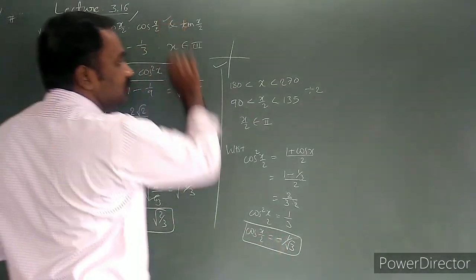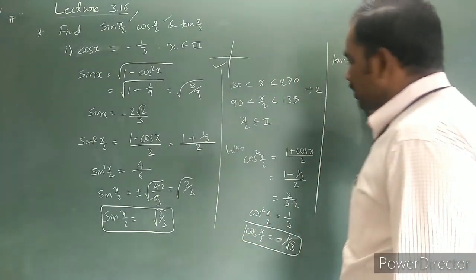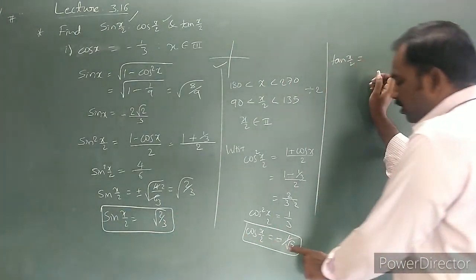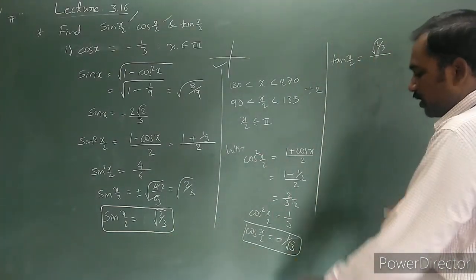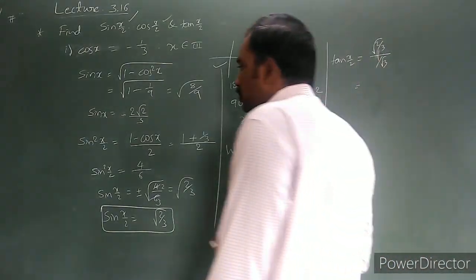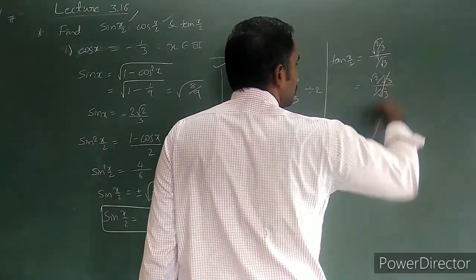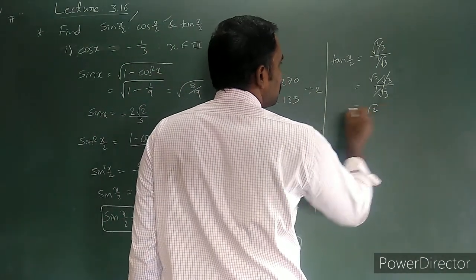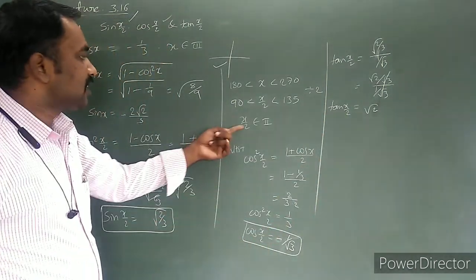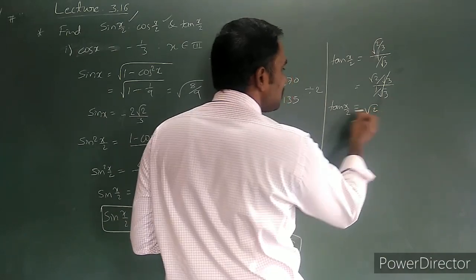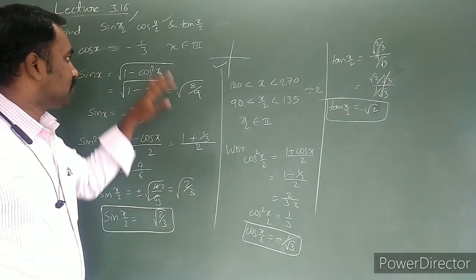Now tan x by 2. What is the tan x by 2? Already we have sine and cos, just write the tan x by 2. Tan is nothing but sin x by 2 divided by cos x by 2. Sin x by 2 value is root 2 divided by root 3, and cos of x by 2 value is 1 divided by root 3. So root 2 divided by root 3, and here 1 by root 3. Root 3, root 3 get cancelled. So what is left? Root 2 is left. This is the tan of x by 2. And apart from that, whether it is a positive value or negative value, x by 2 belongs to which quadrant? Second quadrant. So it is negative. So tan x by 2 is equal to minus root 2. Very simple problems.